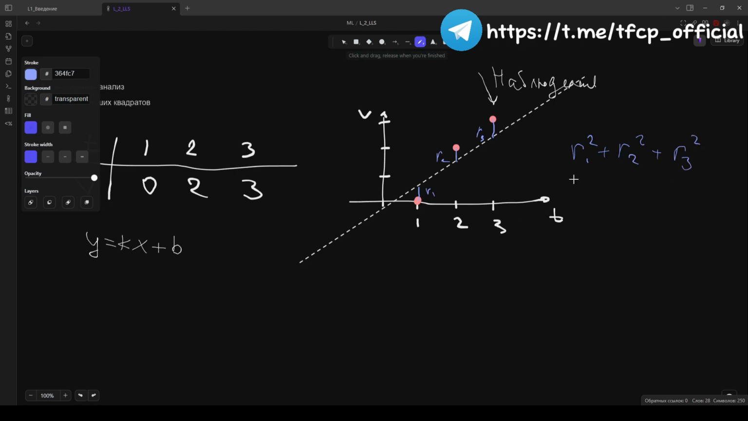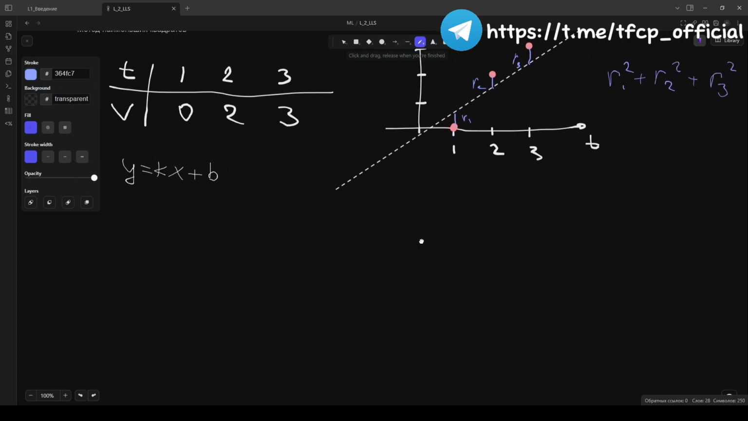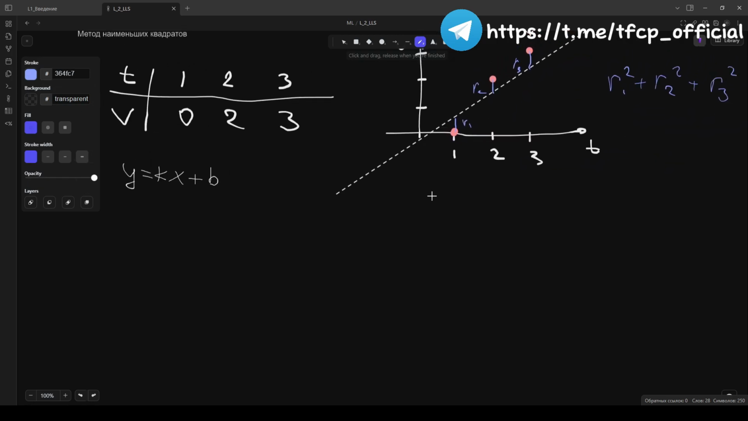So this is R because it comes from the English word residual, meaning remainder. These are the 3 residuals, and they should be minimized. More precisely, the sum of their squares should be minimized. This will ensure that the line passes as close as possible to all 3 points. Now, how do we do this numerically? What formulas can we use to achieve this?